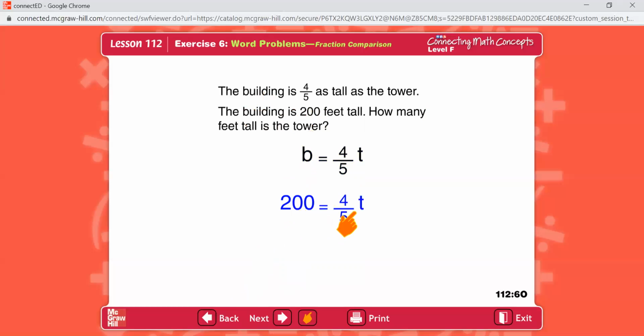200 equals 4/5 t. Now I need to get t all by itself. I need to do that by multiplying this fraction by its reciprocal. The reciprocal of 4/5 is 5/4. Multiply it over here and over here. Now we need to put 200 over 1 and multiply straight across. But before we do that, we can divide these two.